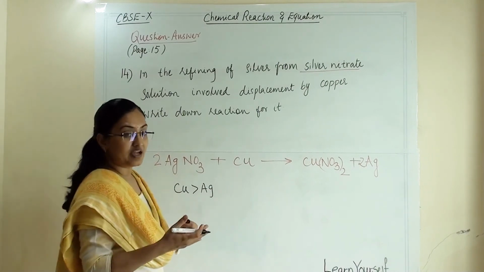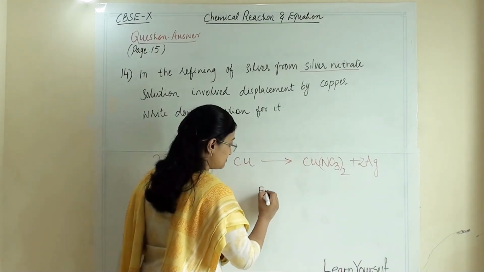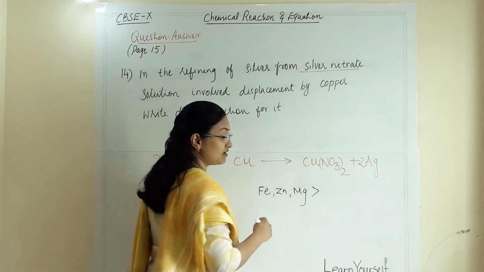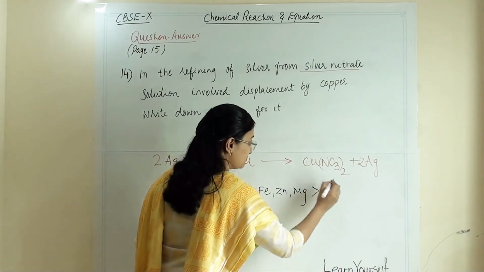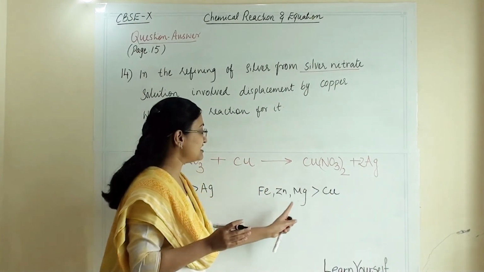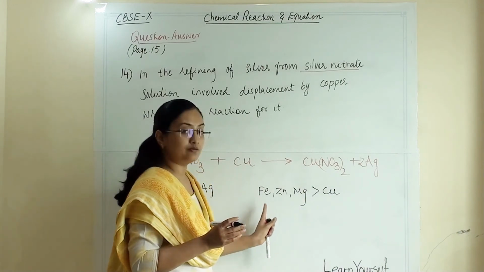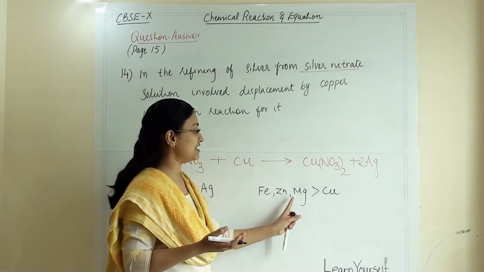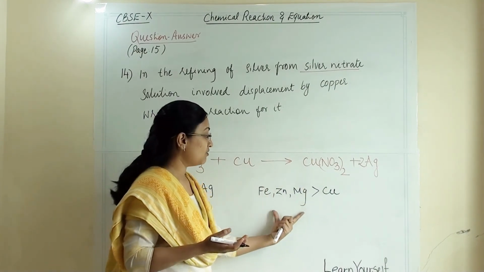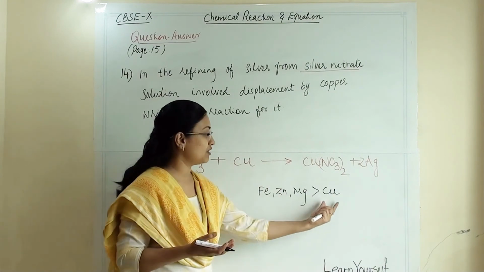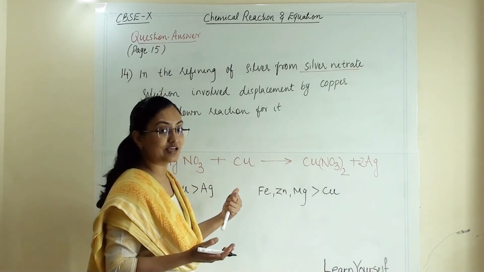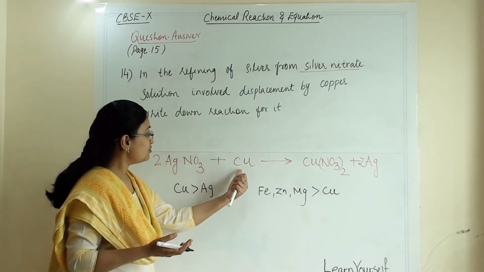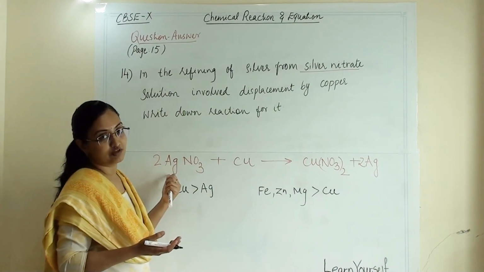Earlier, in all the reactions we have seen, Fe, Zn, then Mg are all more reactive compared to Cu. So from CuSO4 they are displacing Cu and taking its place with SO4. So at the product side we will get FeSO4, ZnSO4 and MgSO4, because all these three are more reactive compared to Cu. Now here in this case the silver is less reactive compared to Cu. So Cu will take the place of silver.